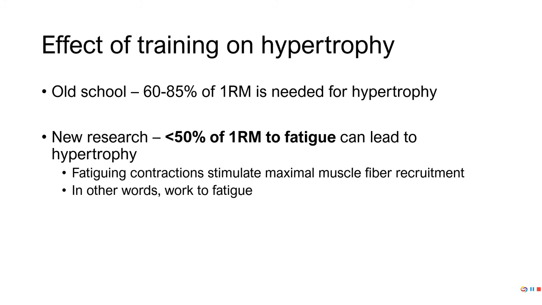So, the old school way of thinking was that in order to get big, you had to lift really, really heavy, like 60 to 85% of max, to get hypertrophy. Now, the newer research suggests that you can experience hypertrophy if you lift lighter, but what's important is that you have to lift to fatigue. Lifting to fatigue means you're using all of your motor units, or at least as many as you possibly can. That gives you the stimulus to cause hypertrophy. So the big thing is that we have to have fatiguing contractions in order to experience hypertrophy. Basically, like it says here, make your muscles tired.